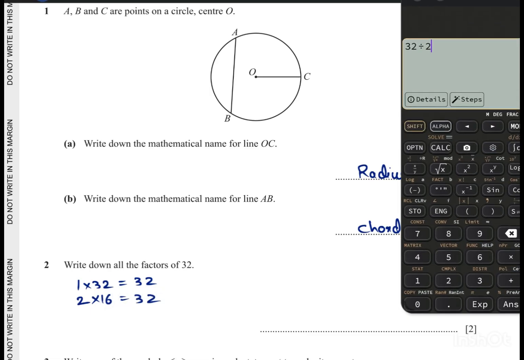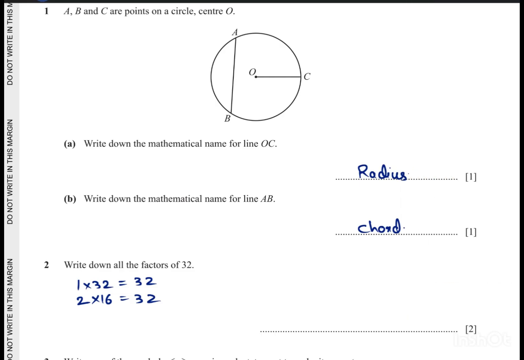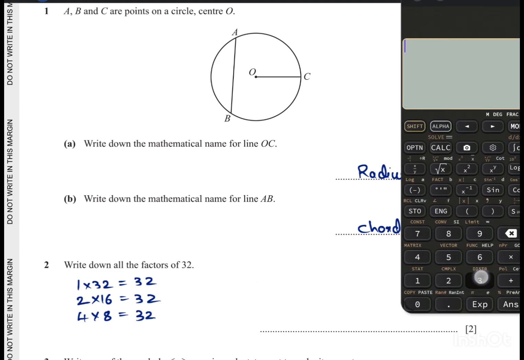Check with 3. 32 divided by 3, you get a decimal number, so you cannot take it. Then divide by 4. 4 into 8 is 32. Next, divide by 5. You will not get the answer, you will get a decimal number. Divide by 6. Again a decimal number. Divide by 7. No.